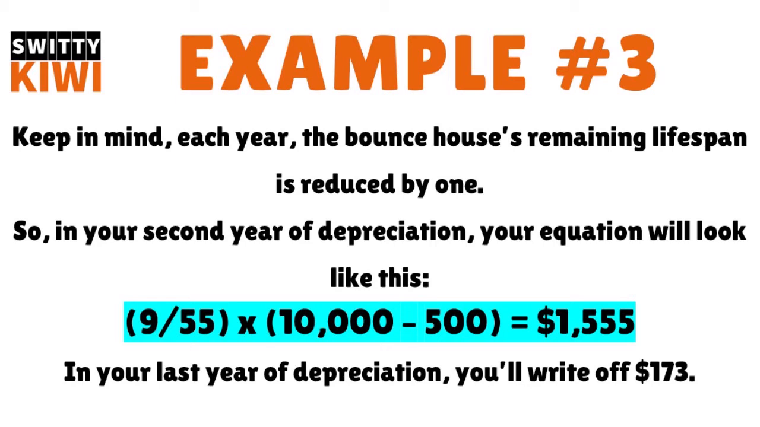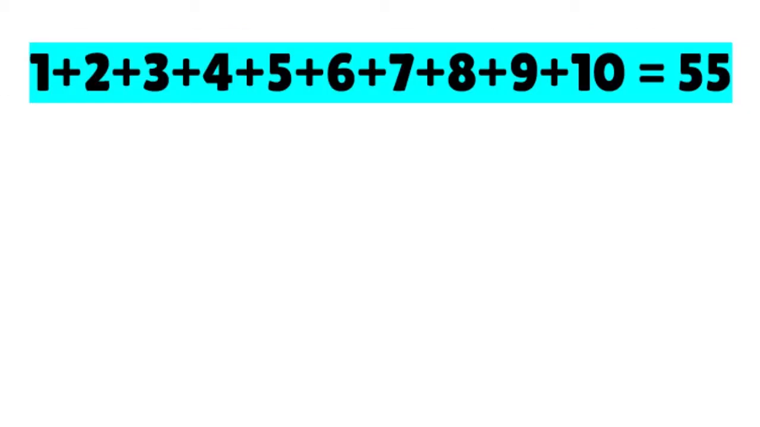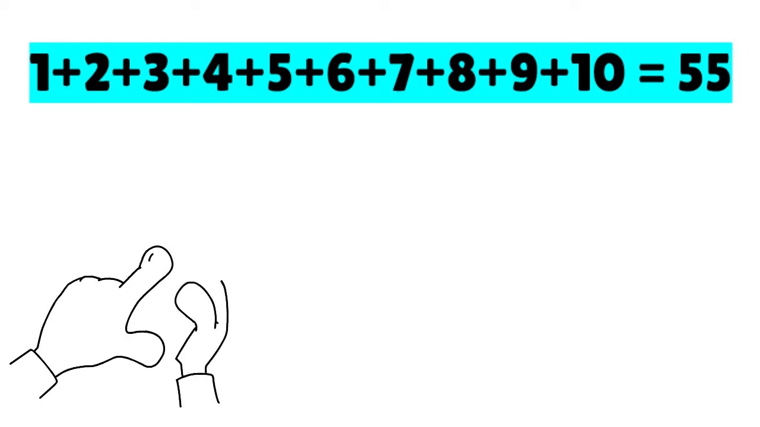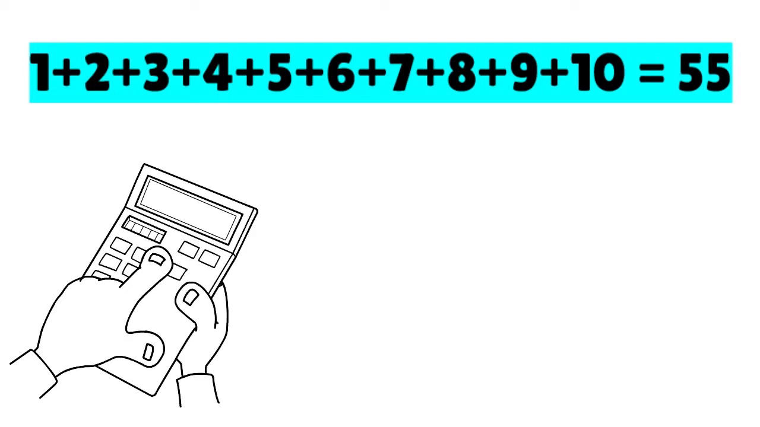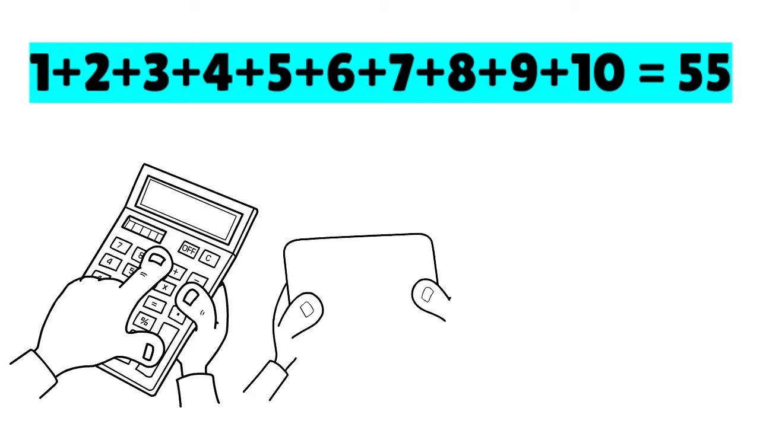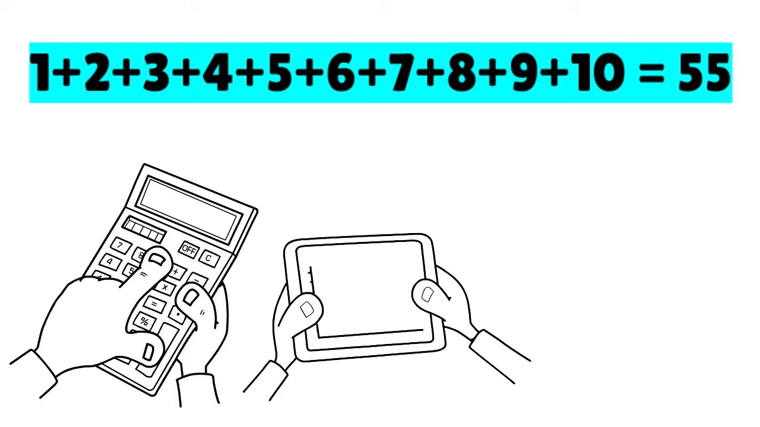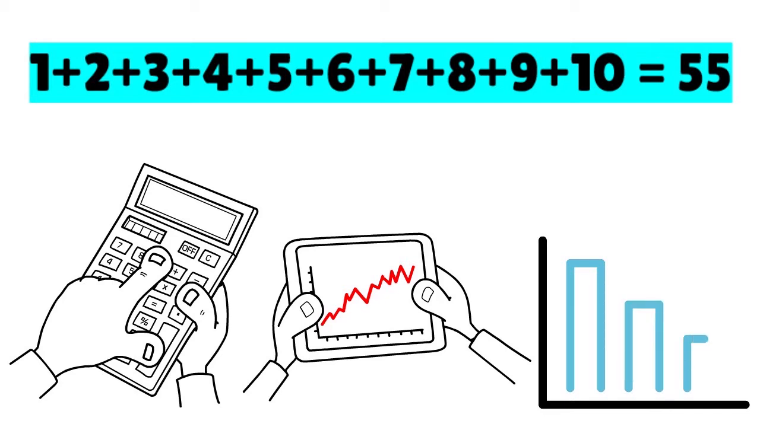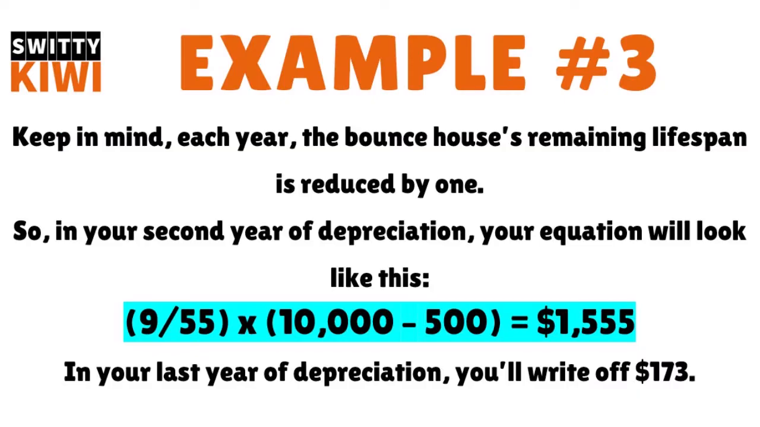So basically, here is the example that you just saw on the screen. Sticking with the bounce houses example, it costs $10,000, has a salvage value of $1,000, right? And will depreciate over a 10-year useful life. For the house's 10-year useful life, adding up the digits will look like this: 1 plus 2 plus 3 plus 4 plus 5 plus 6 plus 7 plus 8 plus 9 plus 10. When you add all those up, it's 55. So the first year you depreciate using sum of the year's digits, your equation will look like this: the remaining lifespan divided by the sum of the year's digits, times asset cost minus salvage value.